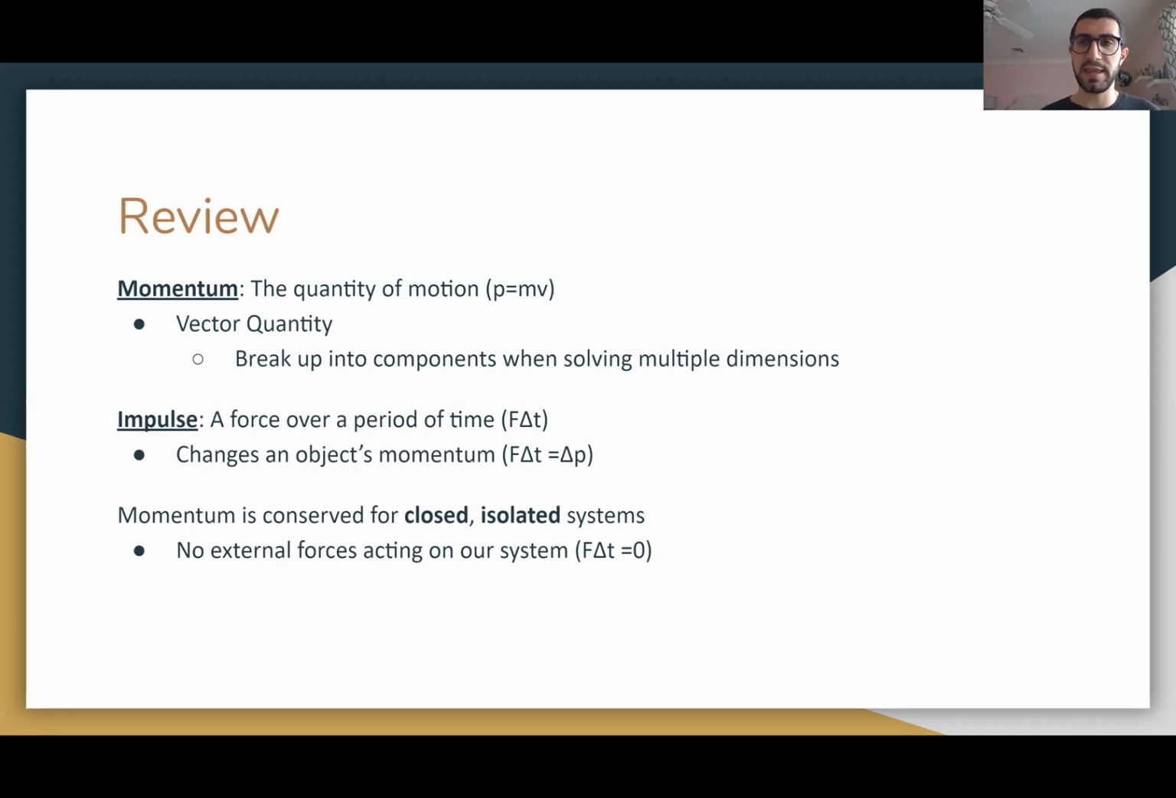So that is the impulse momentum theorem, that the impulse changes an object's momentum. And we know that momentum is going to be conserved for closed isolated systems, meaning that there are no external forces acting on our system. There is no outside impulse. So we've learned this already, and today we are going to be delving into different types of collisions.